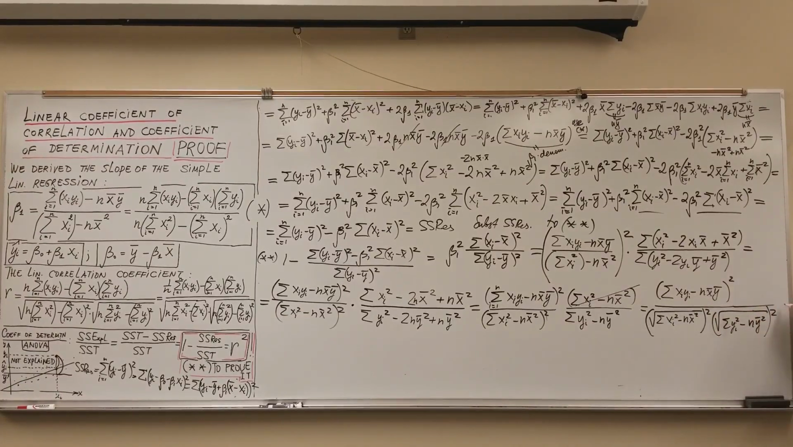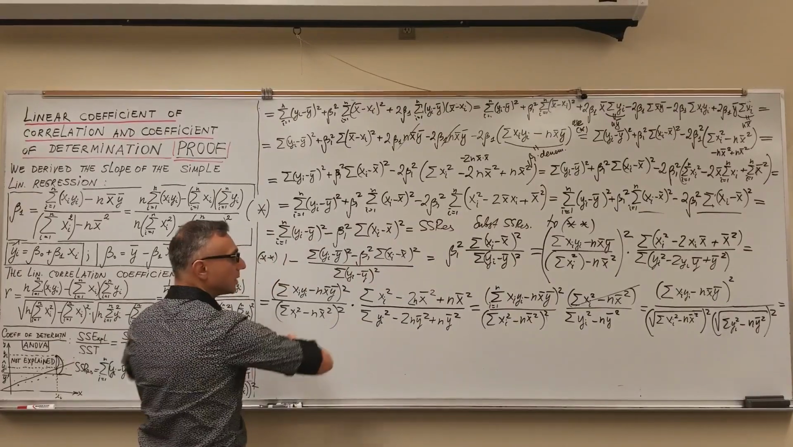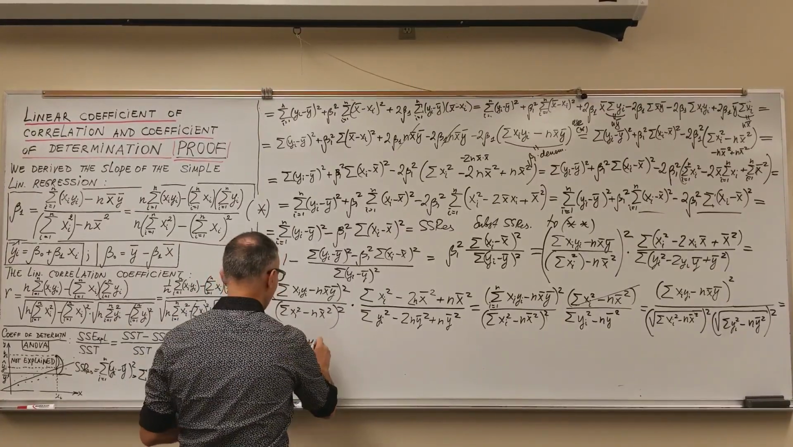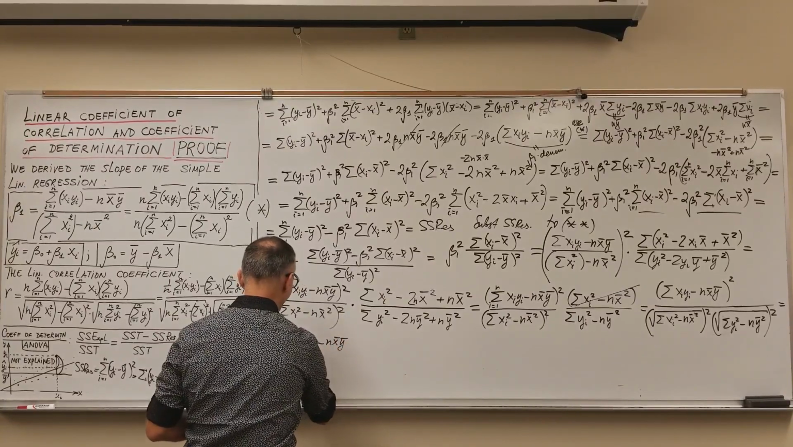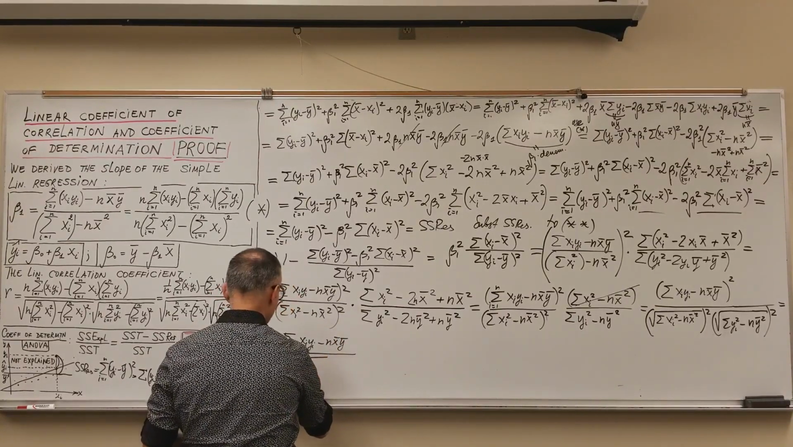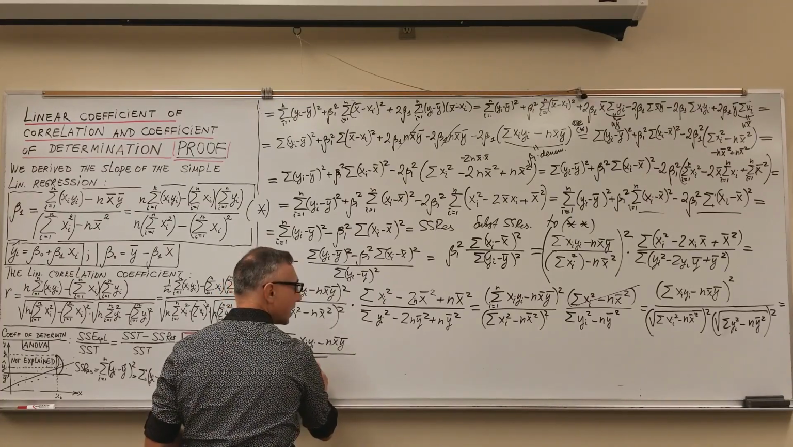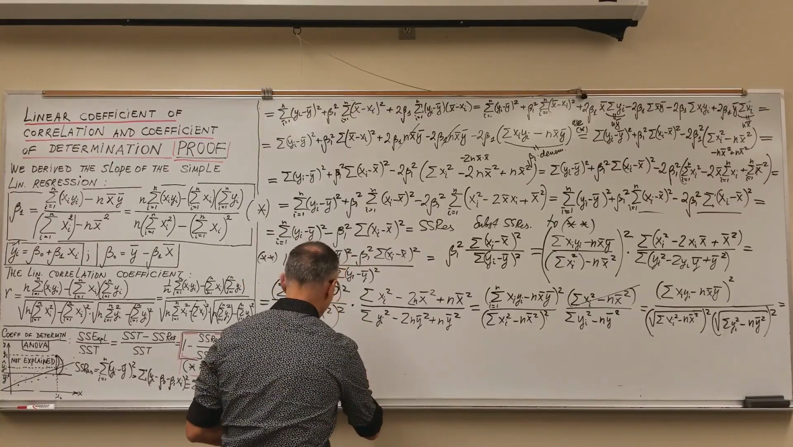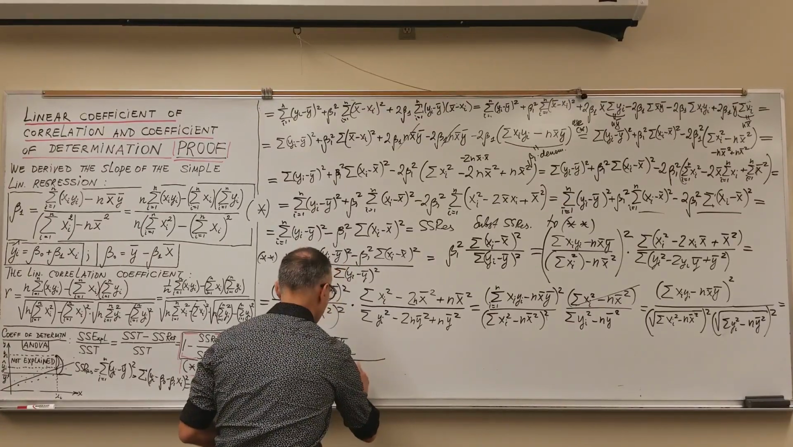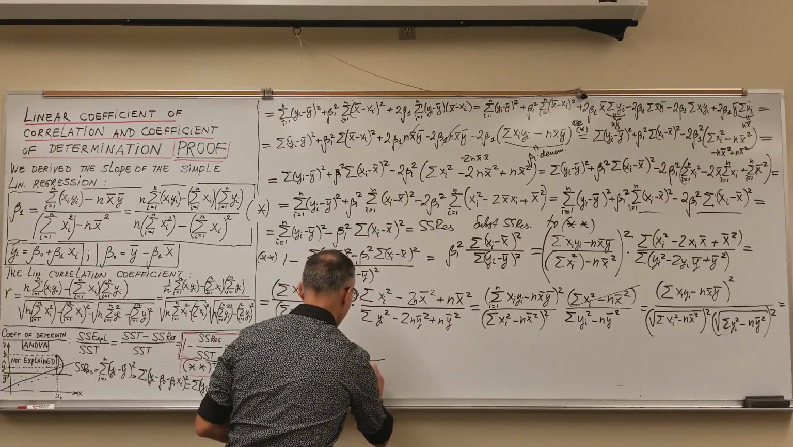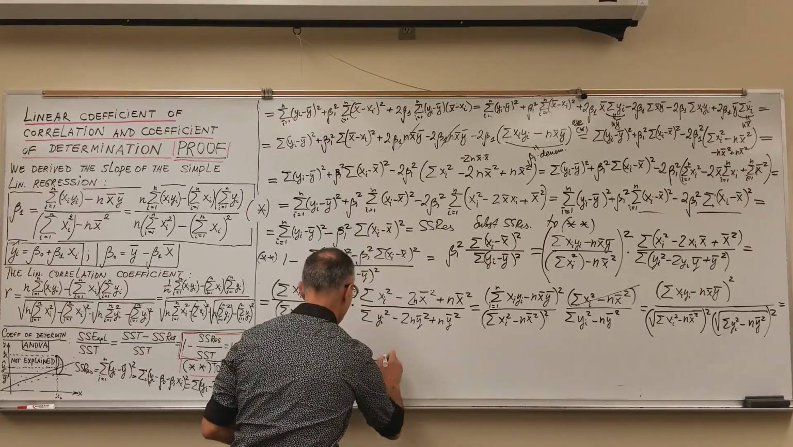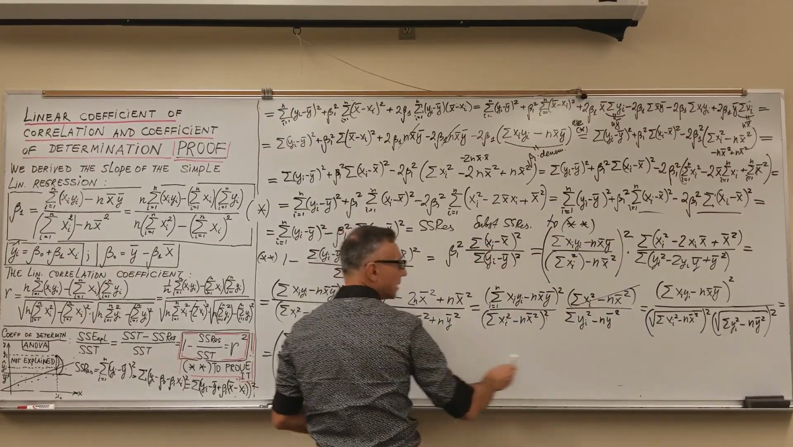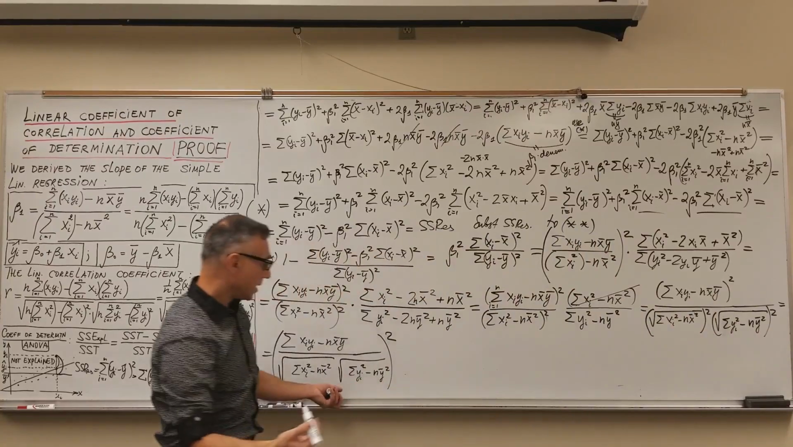You can see all the squares here, and I can use everything, all the squares outside. It's equal to the summation of x_i y_i minus n x bar y bar over the root of the summation of x_i squared minus n x bar squared, and another root of the summation of y_i squared minus n y bar squared. Everything is squared, so I can pull the second power outside. I can write it this way.